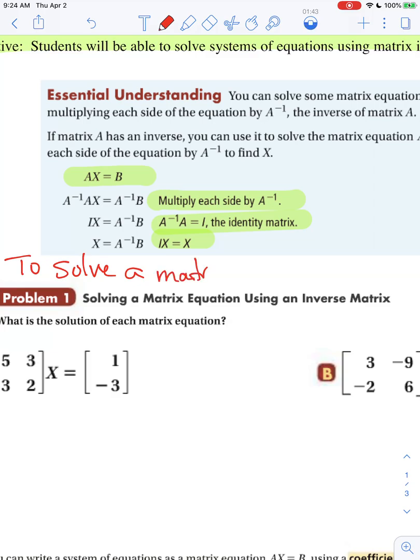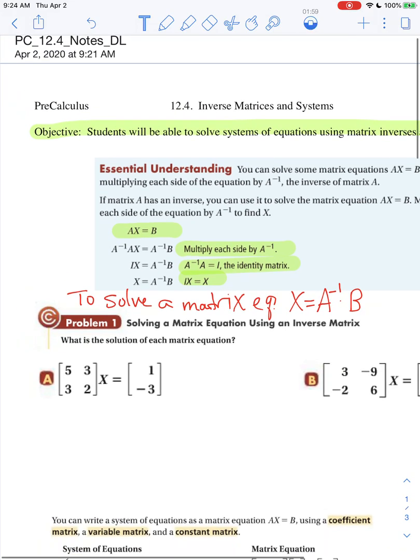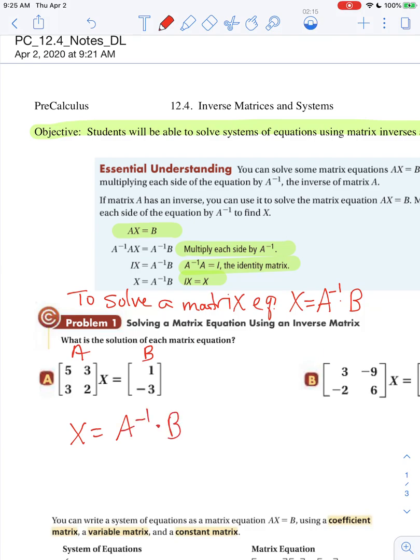So to solve a matrix equation for X, the order matters, okay? Remember, with matrix multiplication, order matters. To solve a matrix equation, you're going to use X equals A inverse times B. So if we look at part A, I'm going to call this matrix A and this matrix B. So you're going to do A inverse times B.